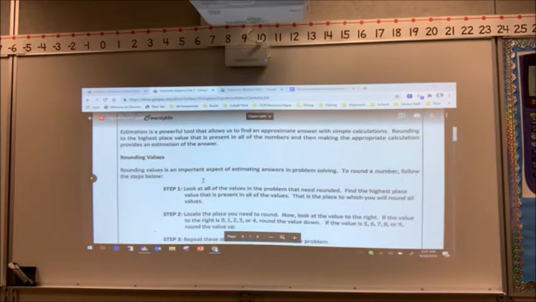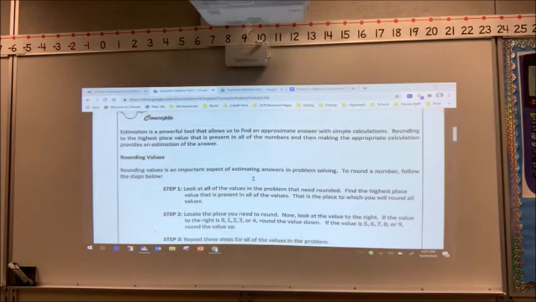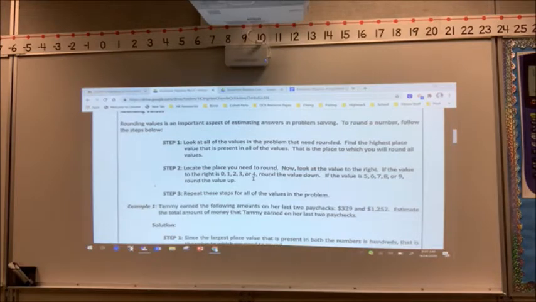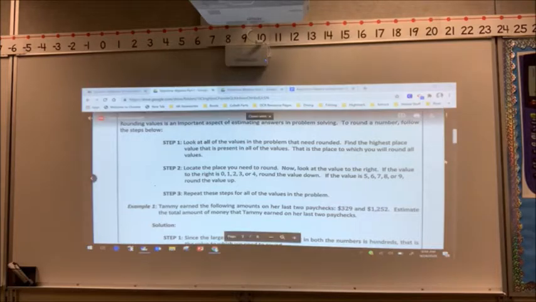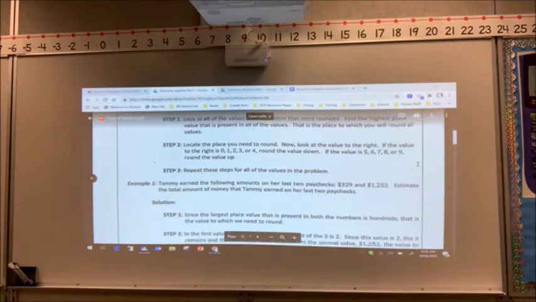Rounding values is an important aspect of estimating answers and problem solving. To round a number, follow the steps below. Step 1, look at all of the values in the problem that need rounded. Then find the highest place value that is present in all the values. That is the place to which you will round all values. Step 2, locate the place you need to round to. In other words, what column? Hundreds column, tens column, ones column, etc.